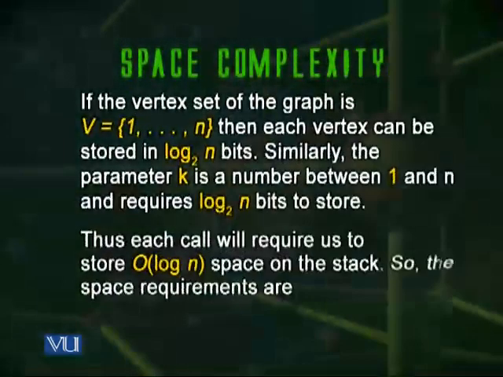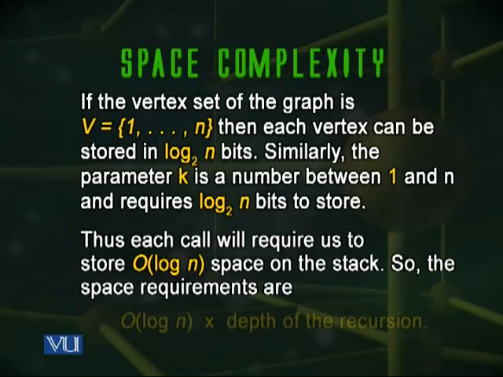So the number k also requires only log n bits and can be stored in log n bits. So we have 3 parameters, each one requiring about log n bits. So the total space put on the stack each time is order log n. Each call will require us to store order log n space on the stack. So the space requirement of this function is order log n times the depth of the recursion.